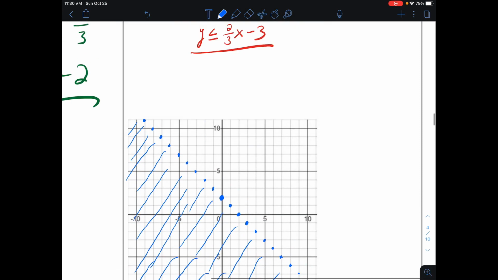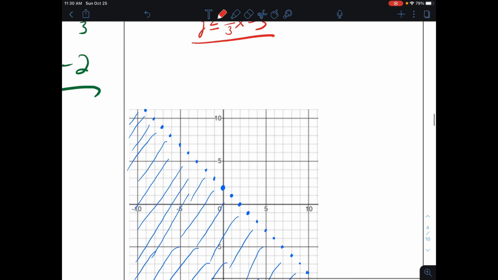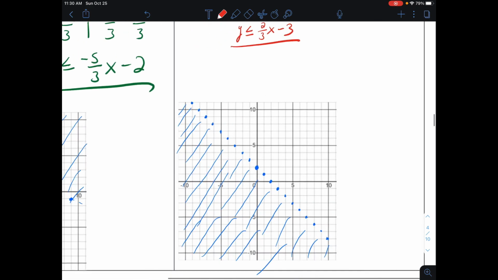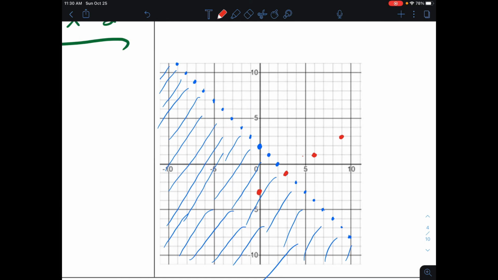Now, let's go do the red one. So y is less than or equal to 2/3 x minus 3. So we have a y-intercept of -3. And then we have a slope of 2/3. So up 2, right 3. Up 2, right 3. All right, up 2, right 3. And I'm going to go the other way. So from my original point down 2, left 3. Down 2, left 3.